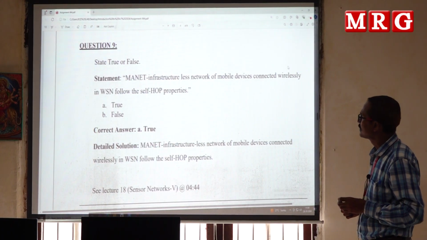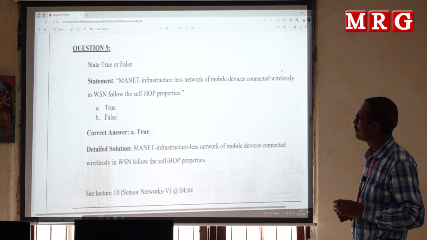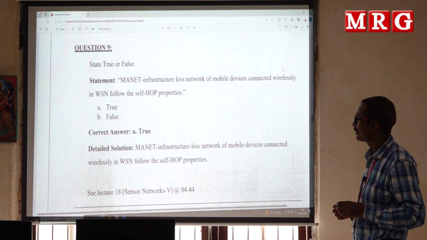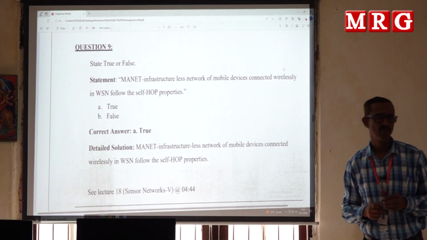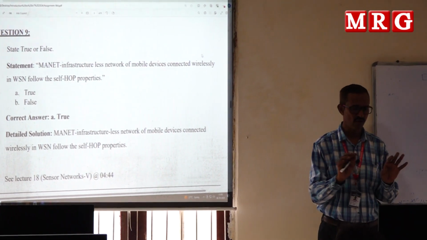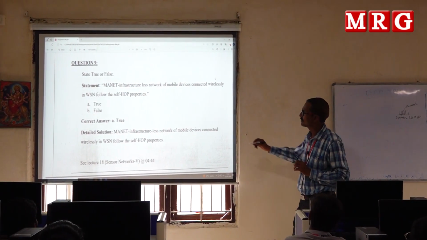MANET is an infrastructure-less network of mobile devices connected wirelessly, and it follows the self-hop properties. Yes, it follows the self-hop properties. Just note that down. Next.